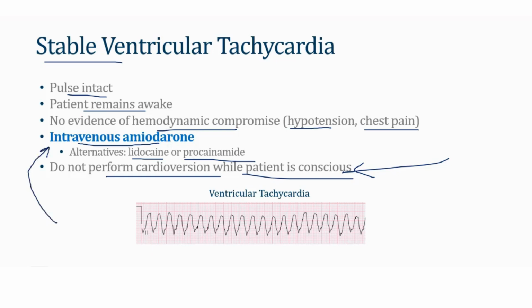In real life, patients with stable VT sometimes pass out, so you can wait until they lose consciousness and then you can shock them, or you can administer anesthesia like propofol and then shock them.